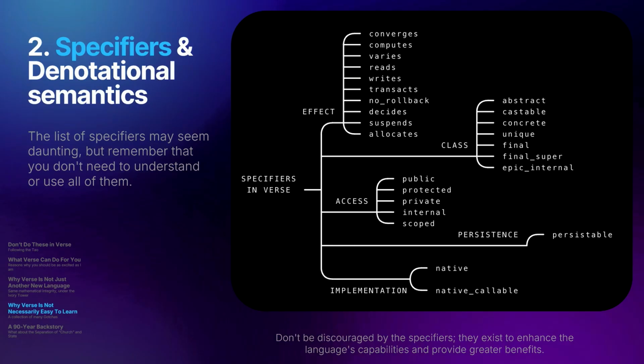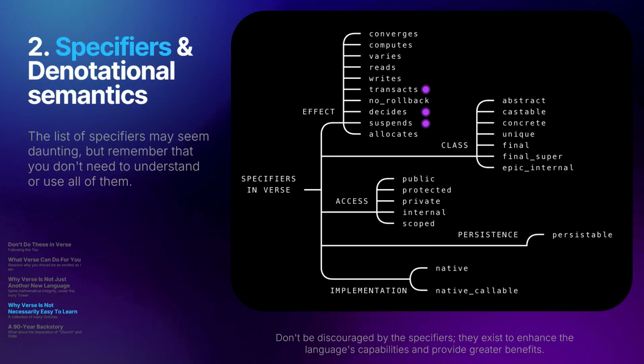We alluded to some specifiers in Verse. You've seen the decides effect specifier for failure context, the suspends effect specifier for async functions, the transacts effect specifier for reversible operations. But those are not all. Verse doesn't merely adopt specifiers as C++ does. It seems to set a new benchmark with the sheer number of specifier keywords it employs. This complexity might be off-putting to those who favor the straightforwardness of Python.